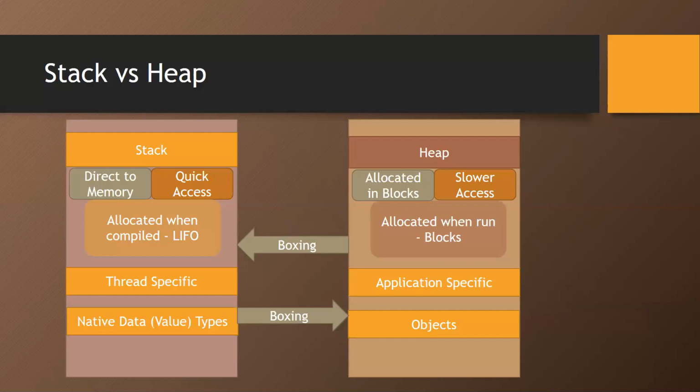So when we're boxing and unboxing, we're just converting things from one memory type to another. But again, it can really slow down our performance.